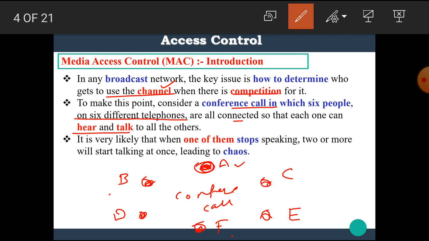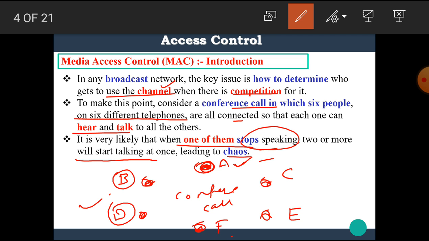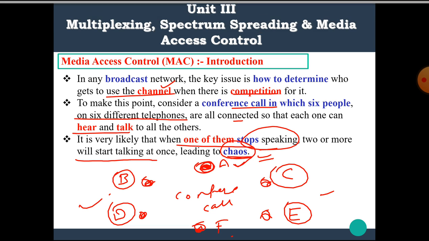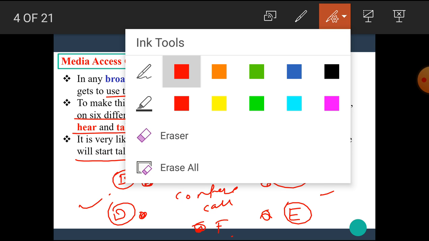It is very likely that when one of them stops talking, two or more will start talking at once, leading to chaos. That means here, if A is talking and A stops speaking, then it may be possible that B and D talk at the same time, or C and E talk at the same time. That means there is chaos. I hope you all understand the concept here.